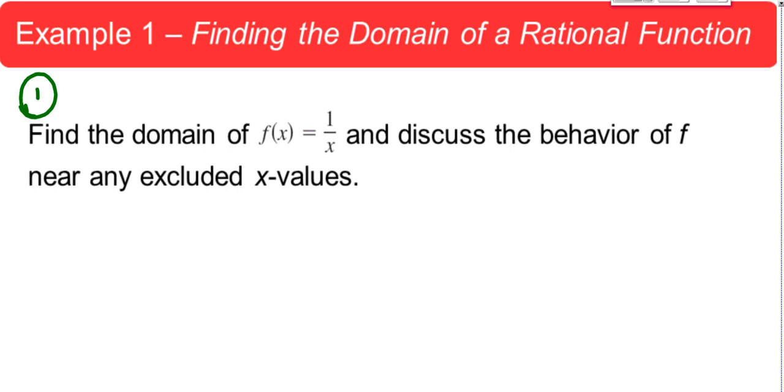So in this first one, and I already kind of commented about 1 over x, so we're going to do a little just looking at, observing the function 1 over x, f of x equals 1 over x. It is a function, and we're going to discuss the behavior of it near any excluded values of x. So we'll just kind of go through this.